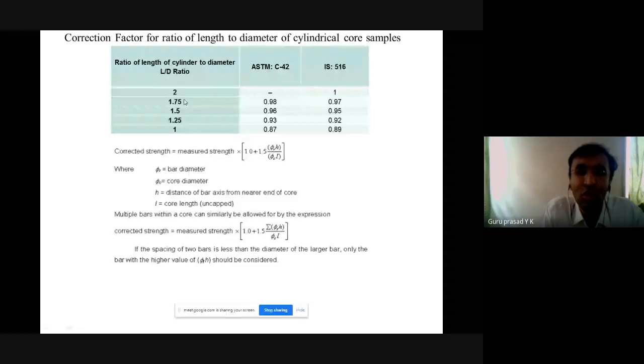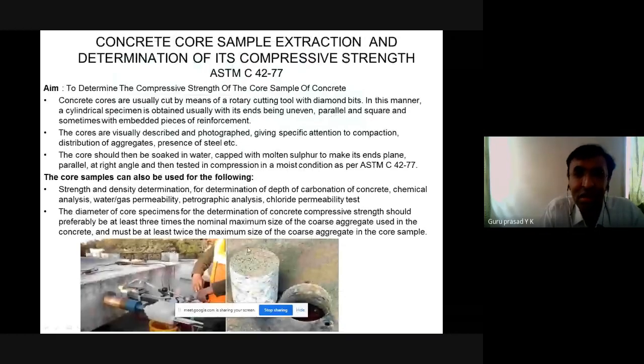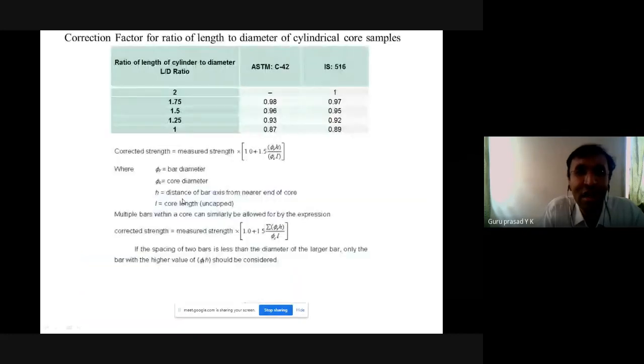Basically the core is extracted and later it is cut in such a way that it has a height to diameter ratio of 2, like any of our concrete specimens. If we take our cylinder concrete specimens in our laboratory, you have a height of 300 mm and diameter of 150 mm, so the height to diameter ratio is 2. At the same time, if you have a 200 mm height cylinder, your diameter is 100 mm. So 200 by 100 is a ratio of 2.